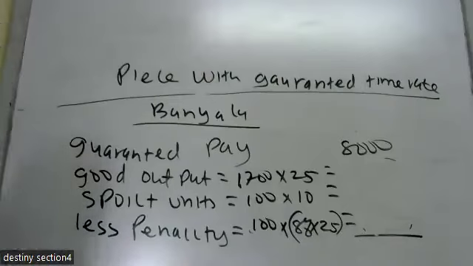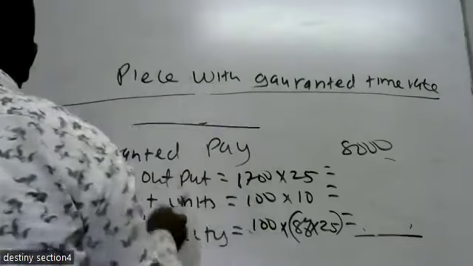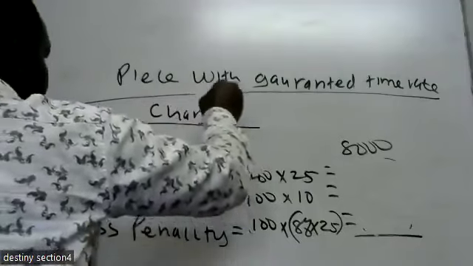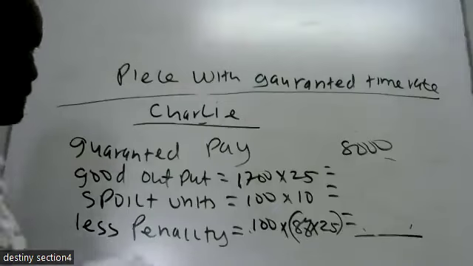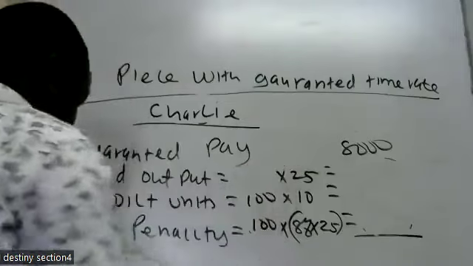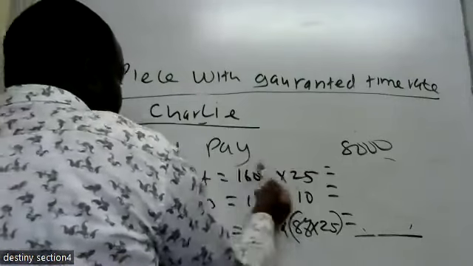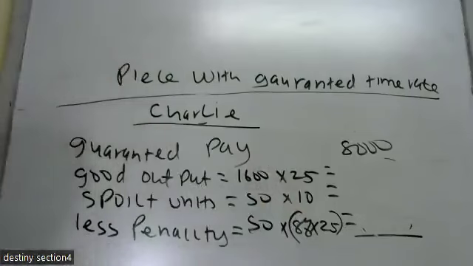So after Banyala, now we go to the next one, which is Chad. We now also go to Chad. Also, compute for Charlie.